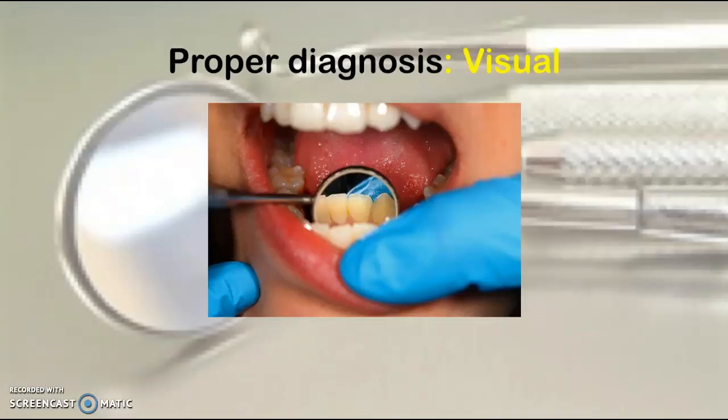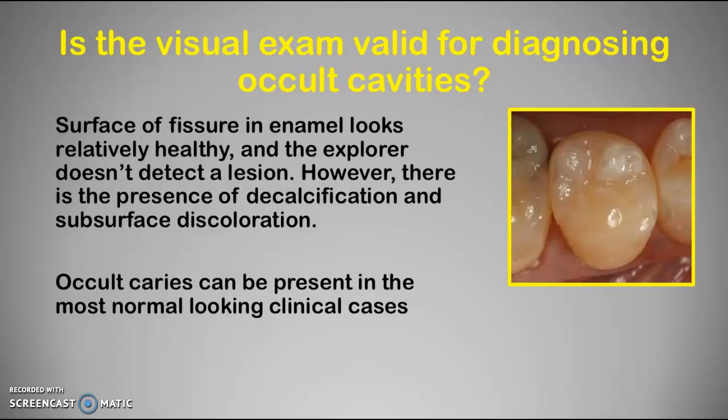So let's discuss the first part of it, visual. Is the visual exam valid for diagnosing occult caries? Here, in this picture, the surface looks healthy and intact. However, there is the presence of decalcification and subsurface discoloration. Occult caries can be present in the most normal-looking clinical cases.